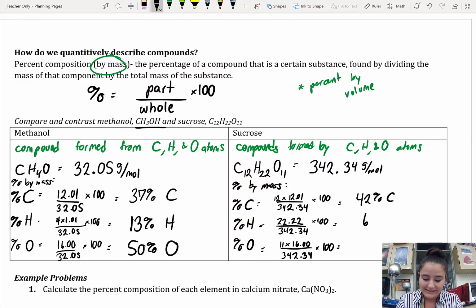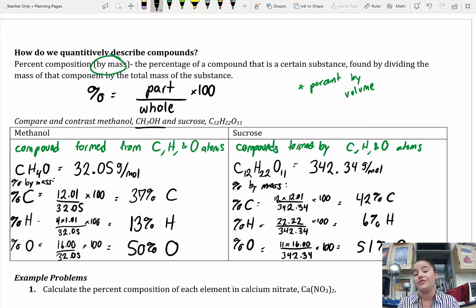And about 6% hydrogen. And about 51% oxygen. So both of these compounds are about 50% oxygen, but the sucrose has a much lower percentage of hydrogen. Fun fact, it's all those hydrogens that determine the saturation of fats.